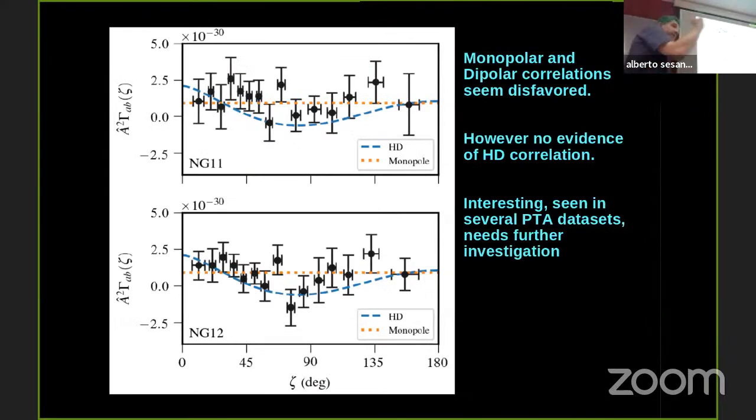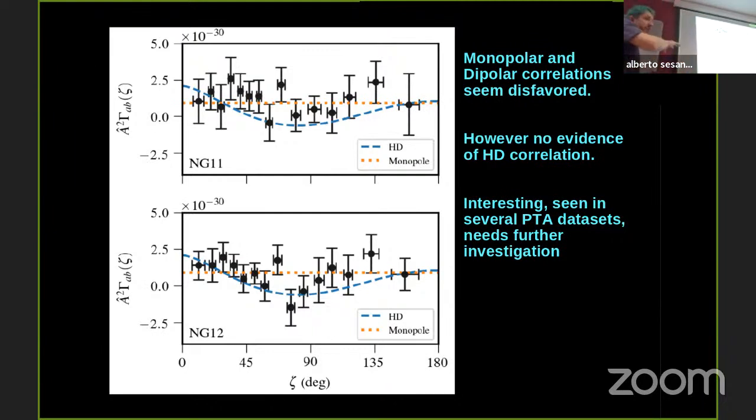Now, remember, a common red signal doesn't tell you anything. You want to detect the correlation, and there isn't really any significant detection of the quadrupolar correlation yet. So this is an interesting common red signal, but until we have strong evidence of the correlation, no strong claim can be made.